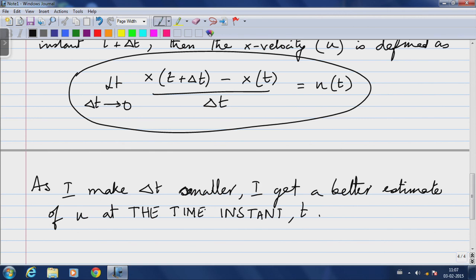Now, if you will notice, I can never actually get to delta t being 0, because that would give me an indeterminate ratio. So, we have to create a sequence of numbers where delta t is becoming smaller and smaller, and that sequence converges to a number called u. This is basic calculus being used to understand motion.